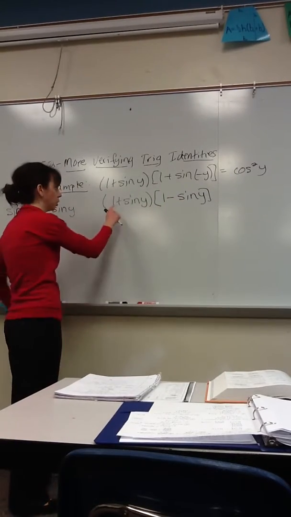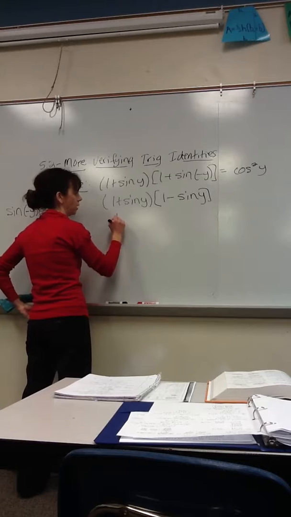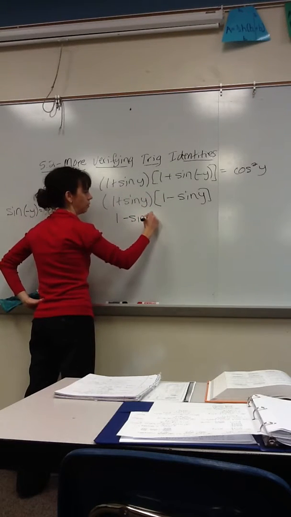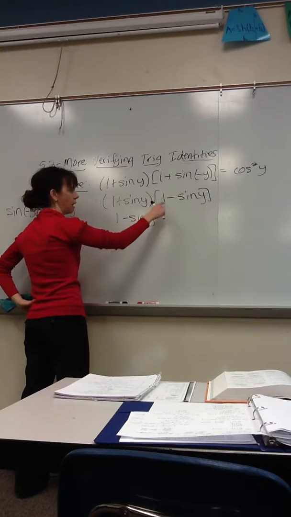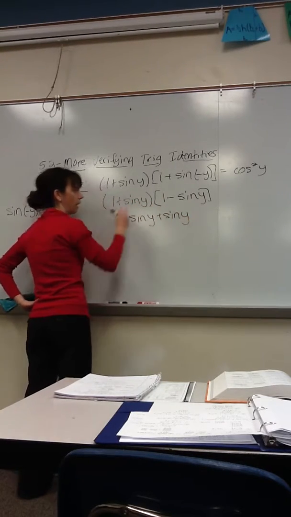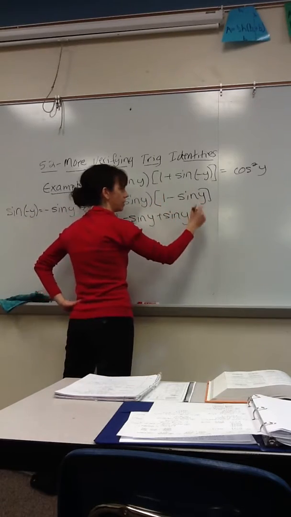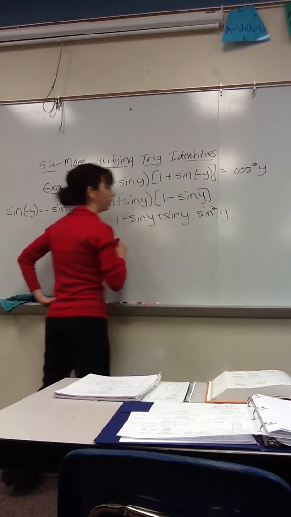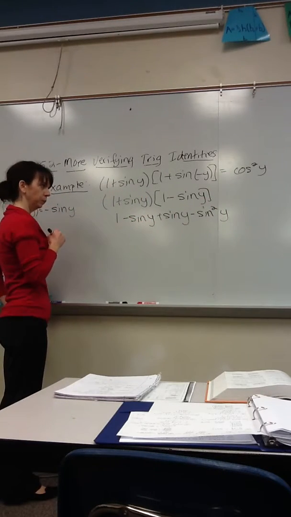FOIL. So we're going to go 1 times 1 is 1. 1 times negative sine of y is negative sine of y. Sine of y times 1 is the sine of y. And then the sine of y times negative sine of y is negative sine squared of y. The middle terms cancel out.